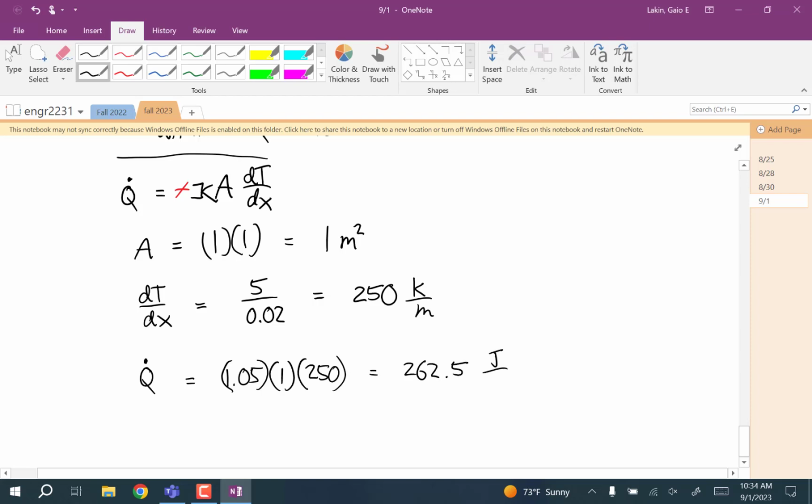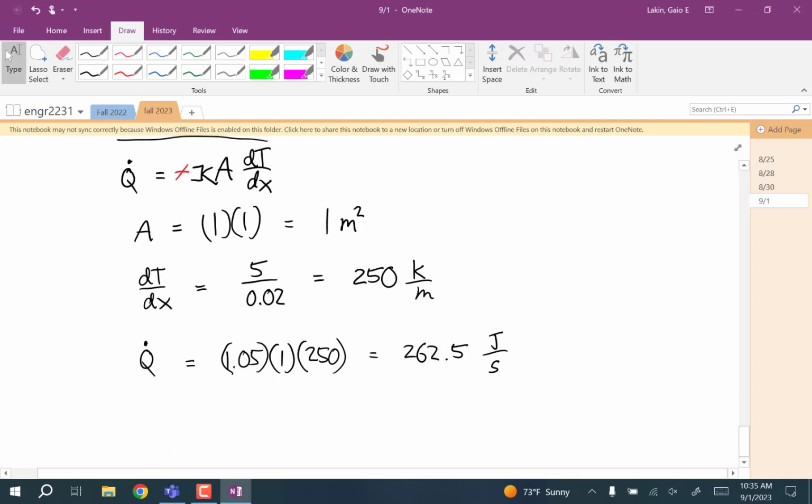262.5 joules per second, or watts. Okay. Any questions about that calculation? So I don't remember if every problem is going to be this way, but for the most part, you're not going to tend to know the function of temperature as it varies with x. And so you're just going to assume that there's a linear gradient, and use this difference equation. So I did this as the change in temperature over the change in x.